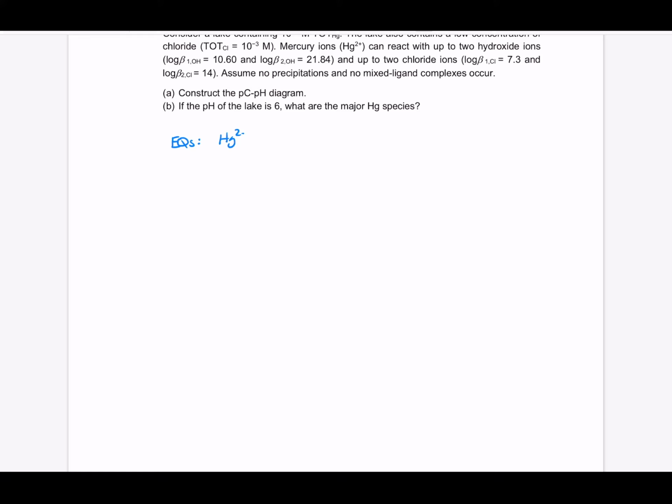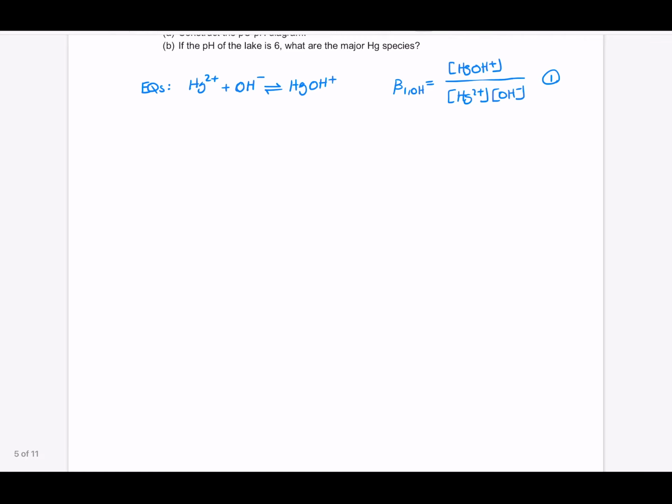So we know Hg2+ plus 1 hydroxide. Sorry, first let's write it for hydroxide. Then it would be HgOH+. The charge balance is there, in terms of the species, I'm saying. So we know beta 1 of hydroxide would represent this reaction. So this would be HgOH+ over Hg2+ and then hydroxide. This is how the species are related to each other. That's the first equilibrium, or the first equation.